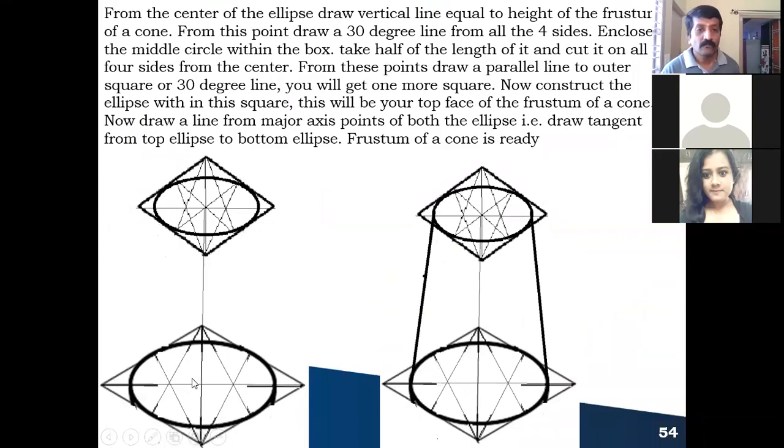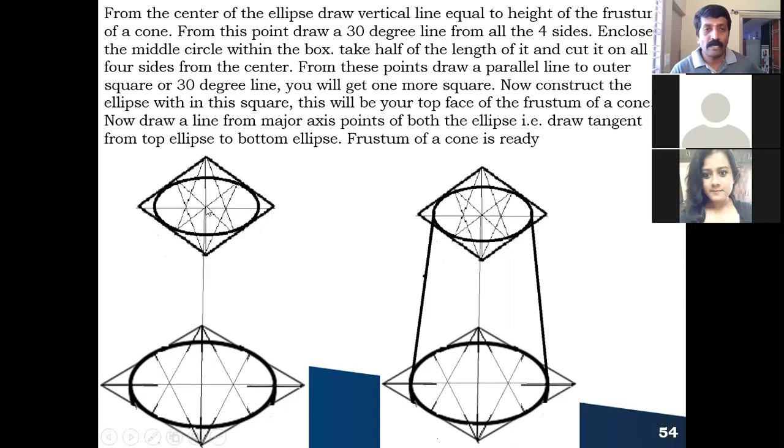So now, from the center, you draw the diagonals of this base. This is your center. From this center, you take the height of your frustum of a cone. The frustum of a cone height is given around 65 millimeter, I think. From this center, you take the isometric height, that is 65 millimeter, and cut it on this vertical line. So here I got the 65 millimeter line. I will mark it here.